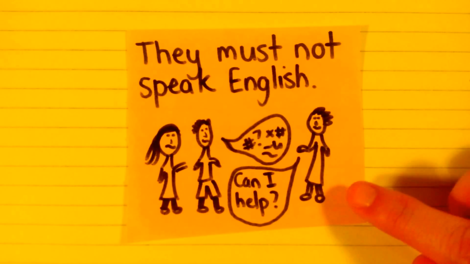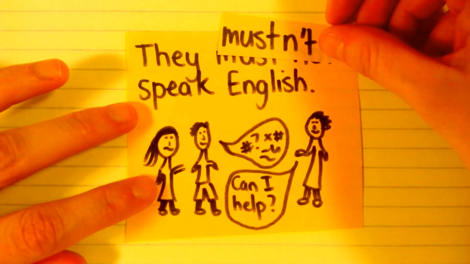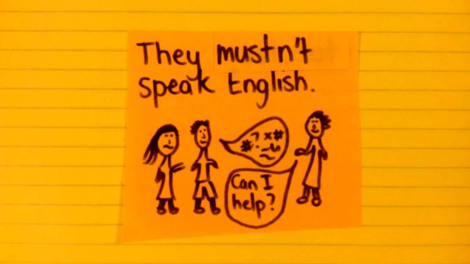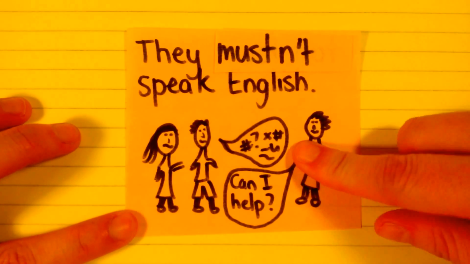In another example, we could say, I can't understand them. They must not speak English. Or, they mustn't speak English. It's a conclusion that we've made because we can't understand them.